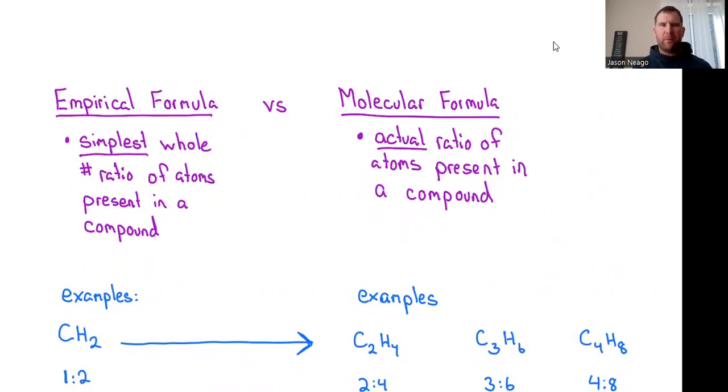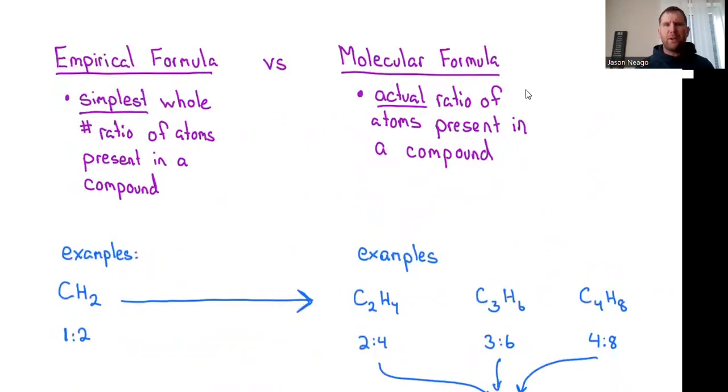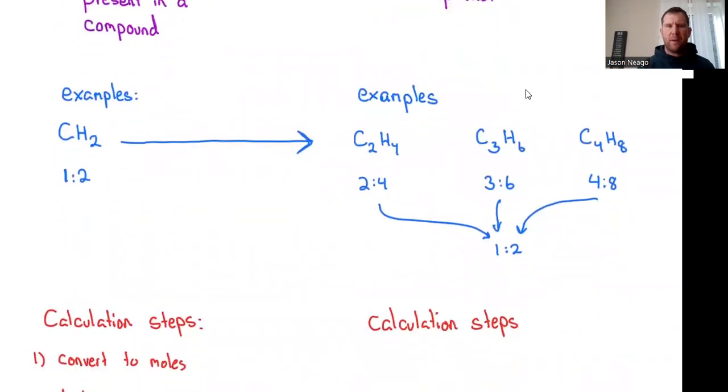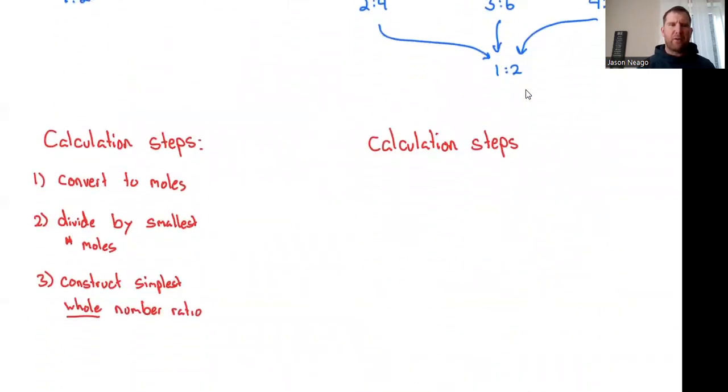The last video that I went over talked about empirical formulas and molecular formulas, and we did the calculations for empirical formulas. For this video, what you're going to need is a periodic table and a calculator. This video should be a little bit shorter than the last one. So empirical formulas, simplest whole number ratio, molecular formulas are actual ratios. We looked at some examples and we talked about calculation steps.